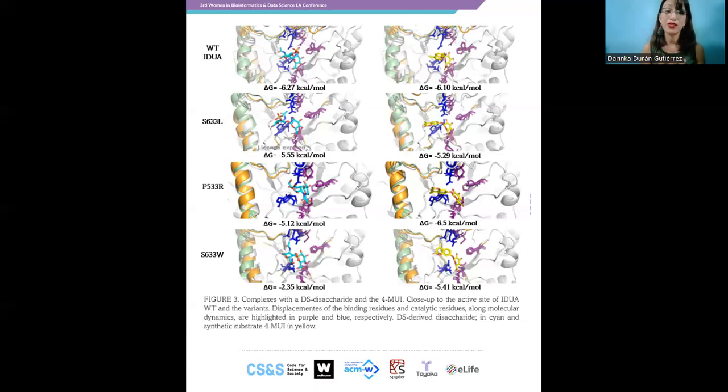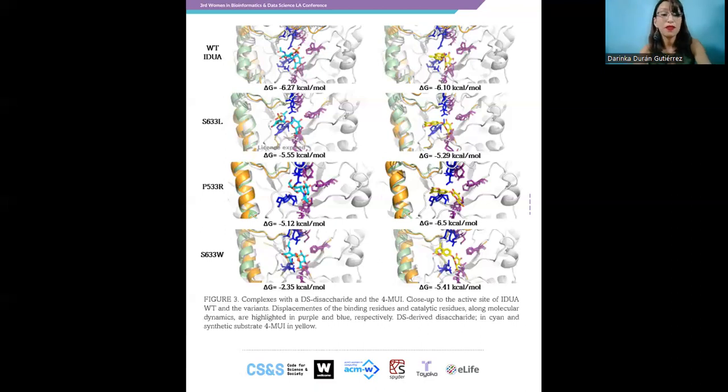However, molecular dockings with the synthetic substrate 4-MUI allow the formation of complexes for all the variants with a binding delta G close to those obtained for the wild-type structure. In conclusion, the synthetic substrate 4-MUI could bind to any of the variants located outside the active site with energy similar to those observed for the wild-type enzyme.